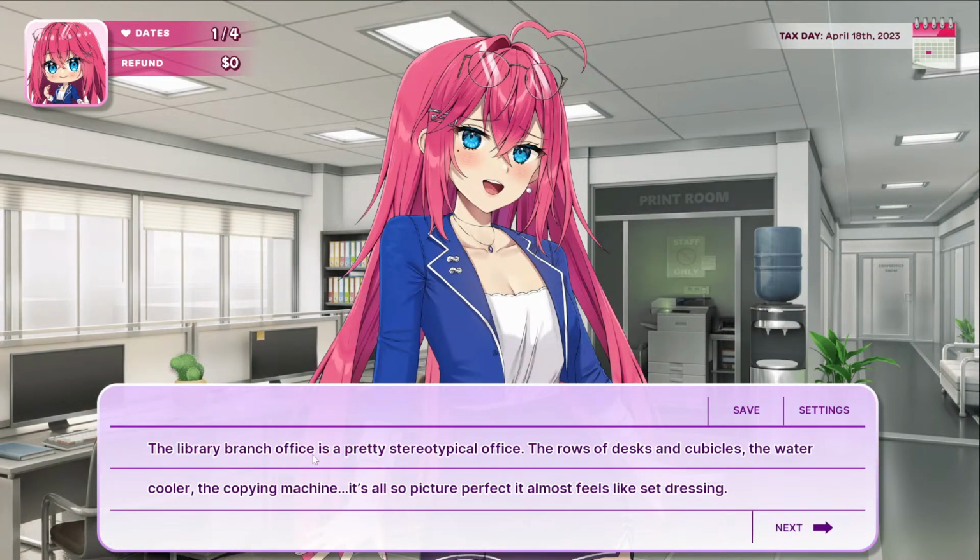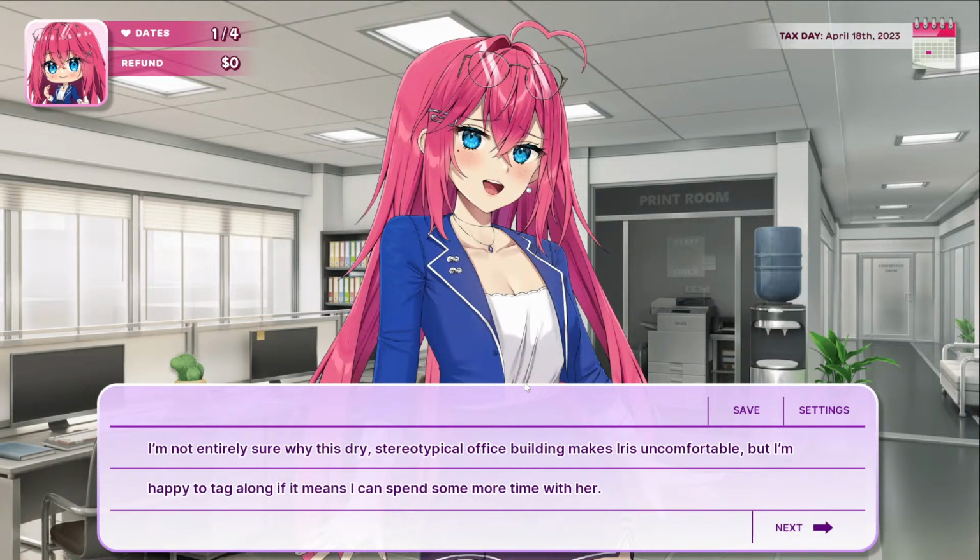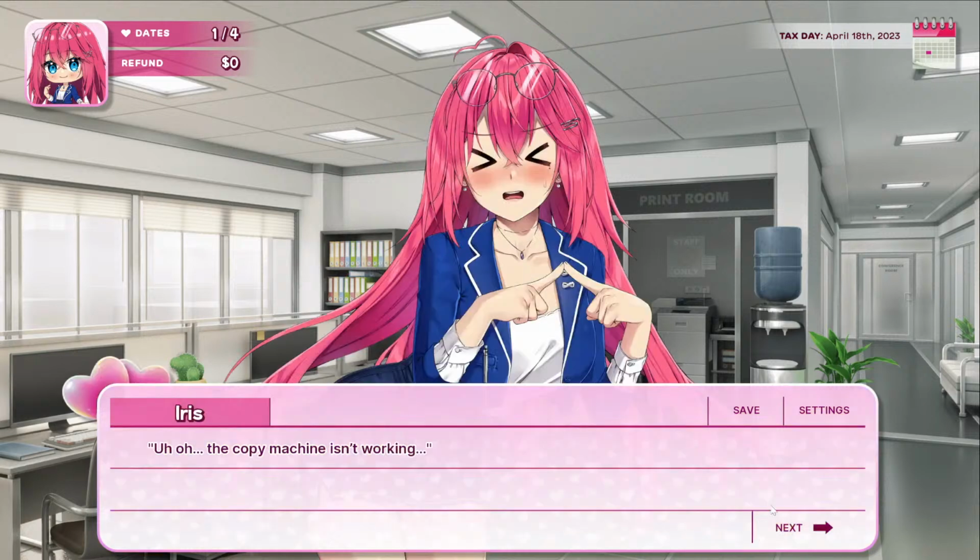The library branch's office is a pretty stereotypical office: rows of desks and cubicles, the water cooler, copying machine. It's also picture perfect, almost like set dressing. Not entirely sure why this dry stereotypical office building makes Iris uncomfortable, but I'm happy to tag along if it means I can spend more time with her.